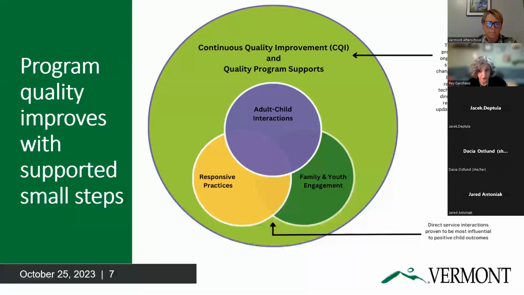So this is just a visual of how your CQI plan will encompass all three elements of quality: adult-child interactions, responsive practices, and family engagement. So the CQI plan is the process, and the three elements are the things that we have focused on that research tells us have the most influential impacts for positive outcomes for children.